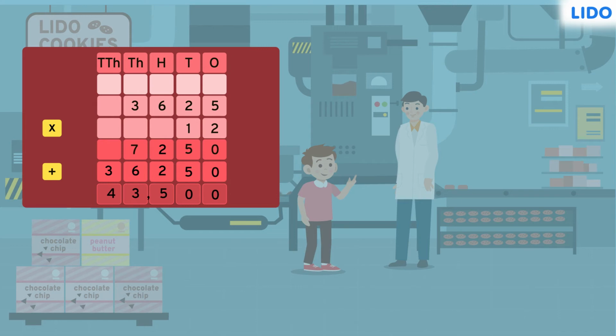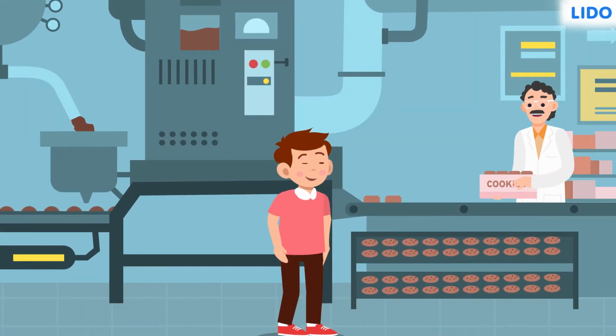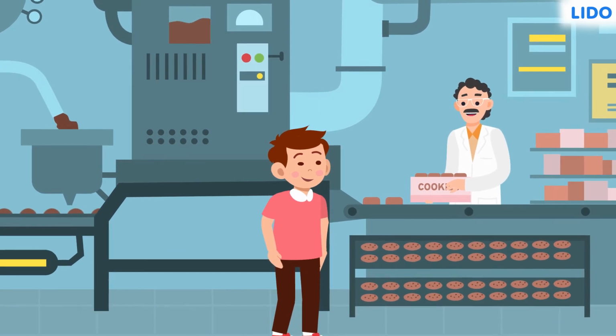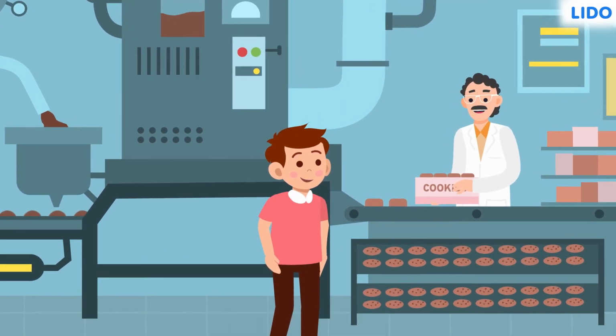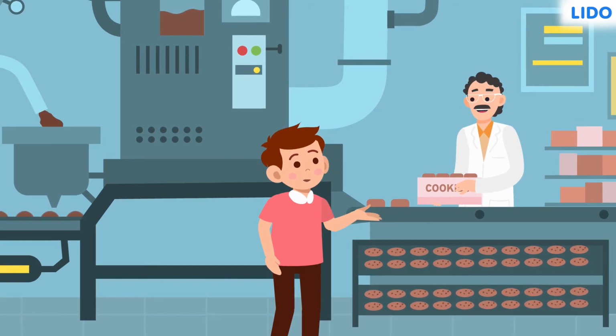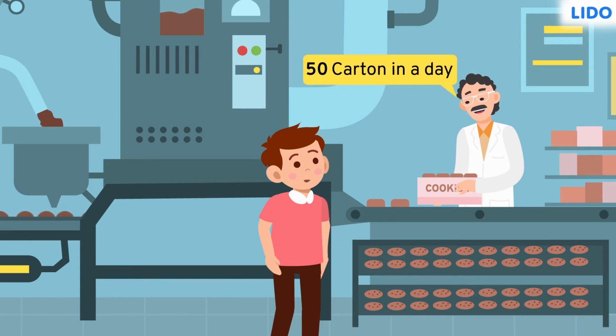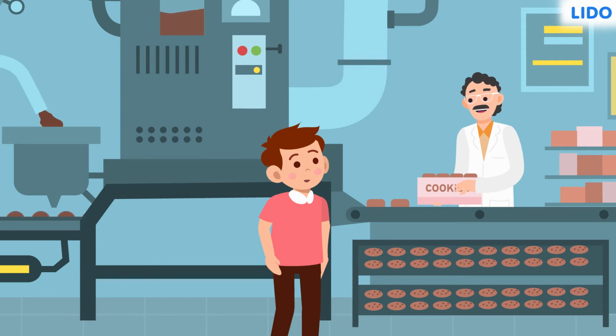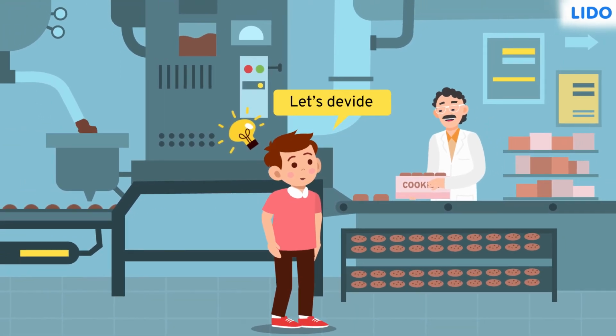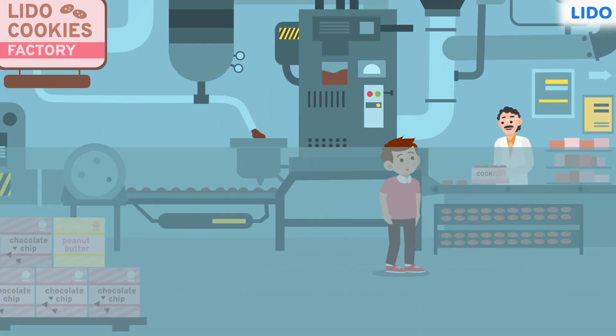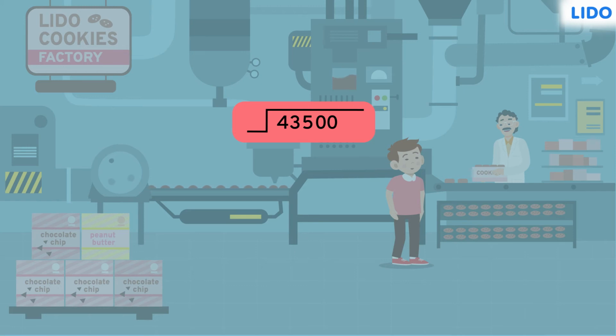Just as Karan completed this calculation, another employee walked past him with a carton of cookies in his hand. A curious Karan interrupted him and asked, "How many cookies does one carton contain?" The employee told him they pack 50 cartons daily, but he wasn't sure about the number of cookies in every carton. Karan knew what to do. He had to divide the number of cookies produced daily by the number of cartons packaged every day. So, he divided 43,500, the dividend, by 50, the divisor. Let's see how he did it.